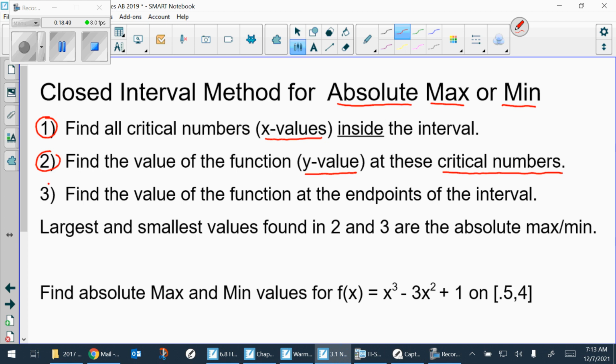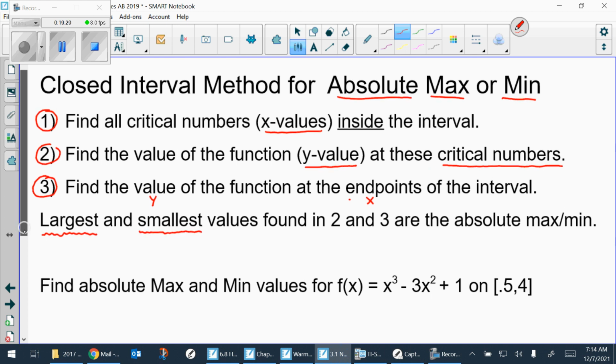And then the third and final thing, because this is absolute max, absolute min, the other important points are the beginning and the end of the interval. We've got to find the value of the function. Remember, that means Y value. We've got to find the Y value at the endpoints of the interval. And these endpoints refer to the X values. And the biggest Y value that we find, well, that's the absolute max. And the smallest of all these Y values that we have found, that's the absolute min. All right, well, let's just practice that once before we go on the assignment.